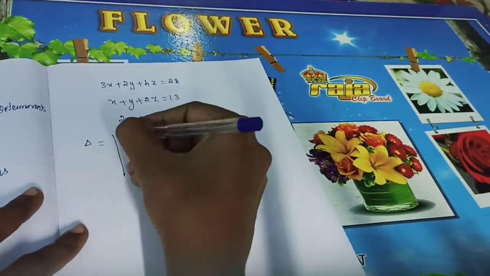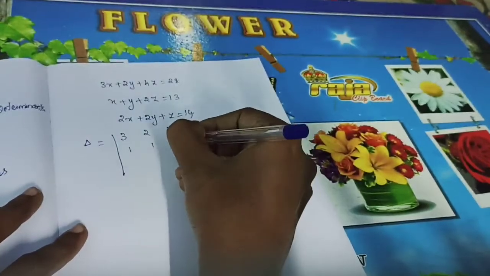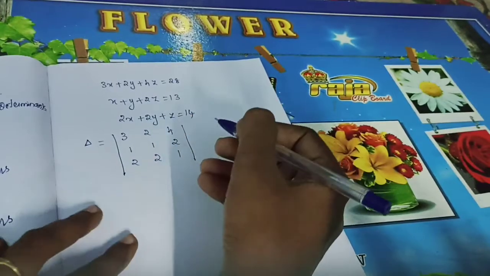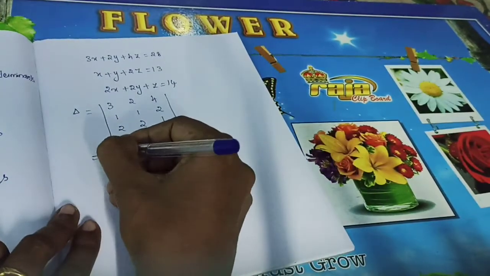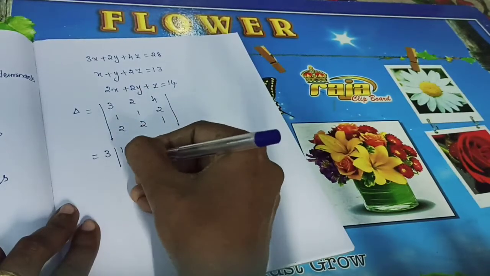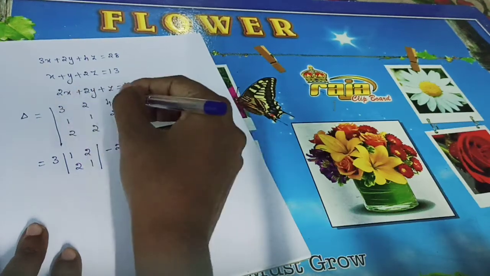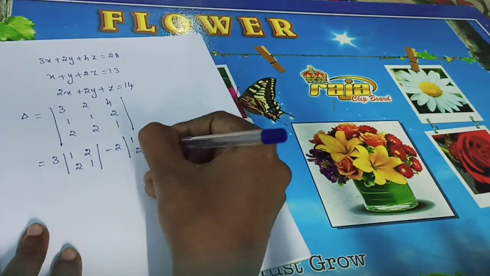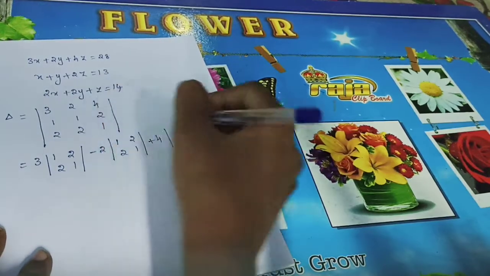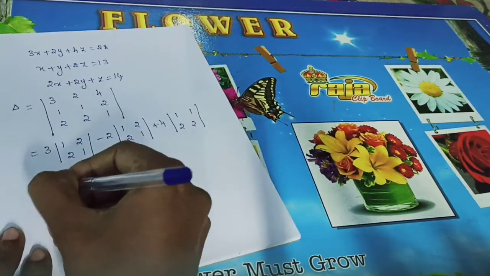Everything is the same: 3, 2, 4, 1, 1, 2, 2, 2, 1. How will I find the delta value? 3 into this, and this row and column get cancelled, so 1, 2, 2, 1 you will get. Same as minus 2 into this, and this gets cancelled, so 1, 2, 2, 1 you will get. Then next, plus 4 into this, and this gets cancelled, 1, 1, 2, 2 you will get.